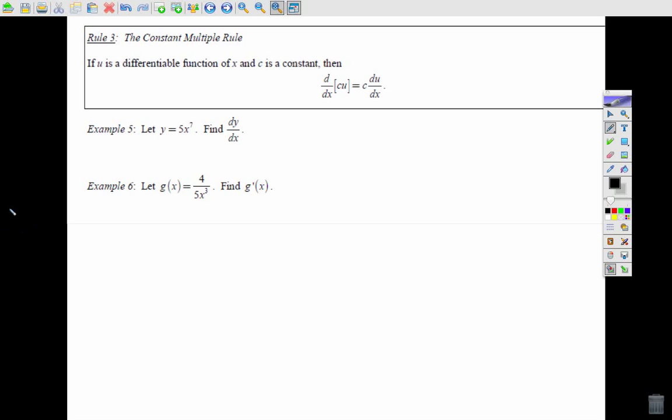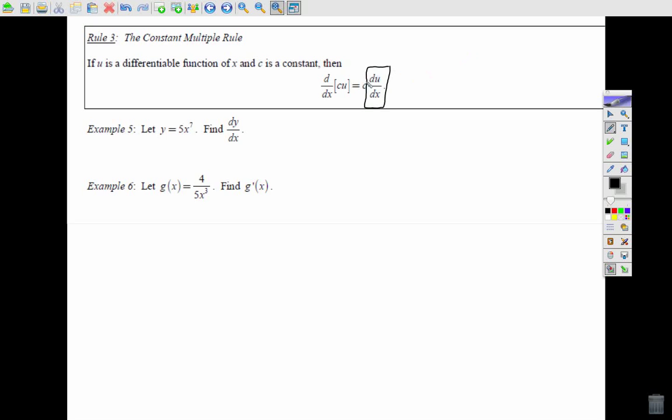All right, let's look at another problem. The constant multiple rule. All this says is if u is a differentiable function of x, so you have a function that can be differentiated, and if c is a constant, then the derivative of the constant times the function is simply the constant times the derivative of the function.